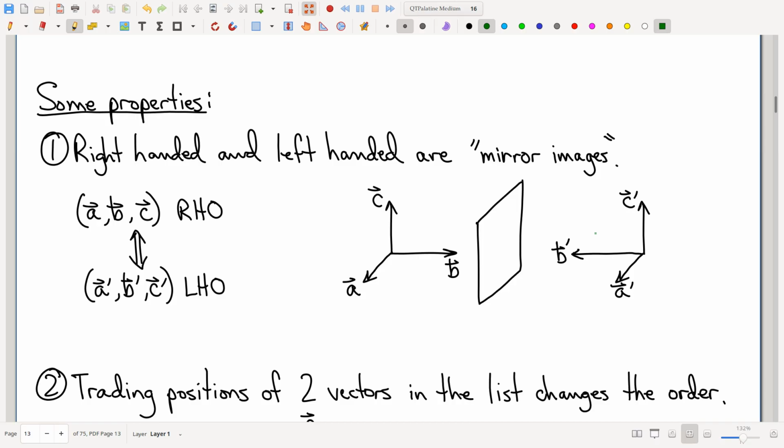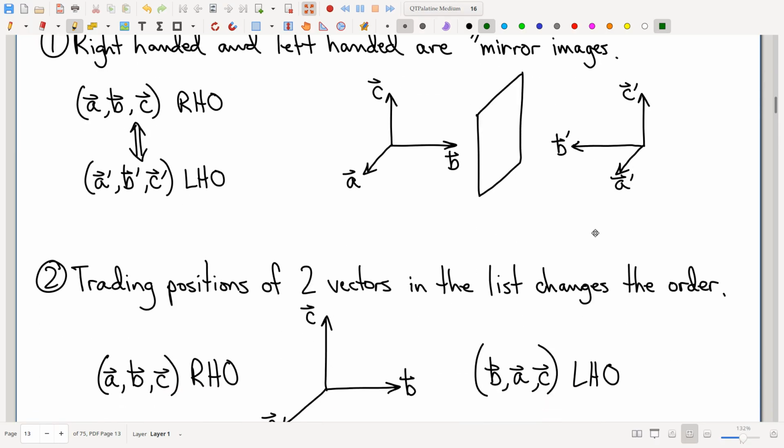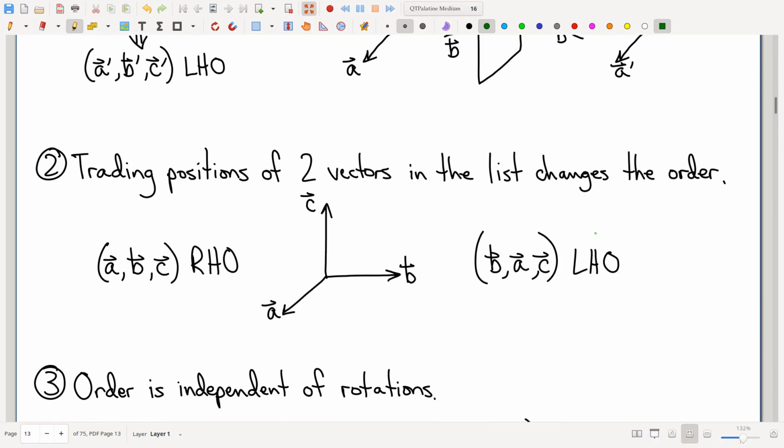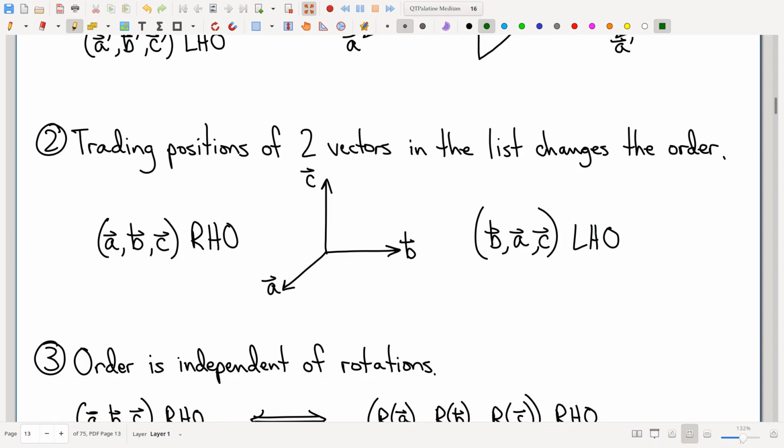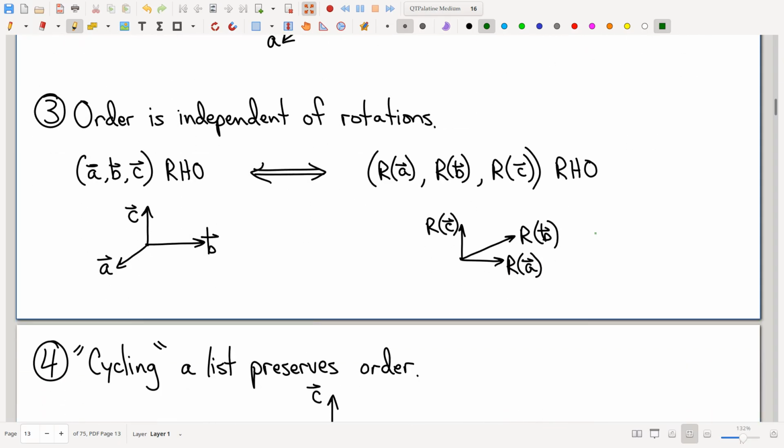Yep. Thank you. All sorts of fun and games with persuading yourselves of these properties here. They're mirror images of each other. Trading will always change the order. And then lastly, again, it's sort of rotation independent. And again, pretty obvious, right? If this is my demonstration of this list of vectors being a right-hand order, well, if I rotate everything, it's still my right hand, right? So, again, independent of rotations. Okay, all right, lots to play with.